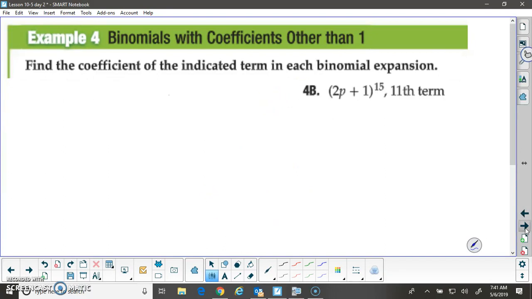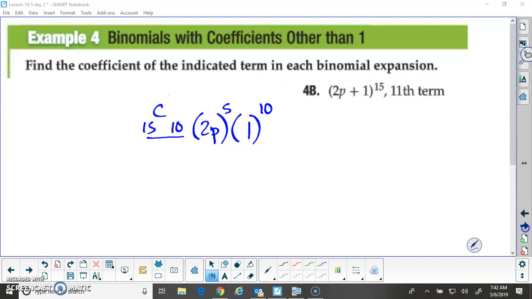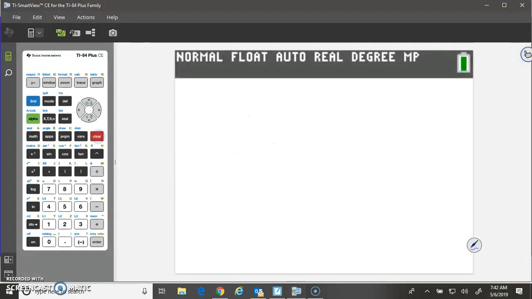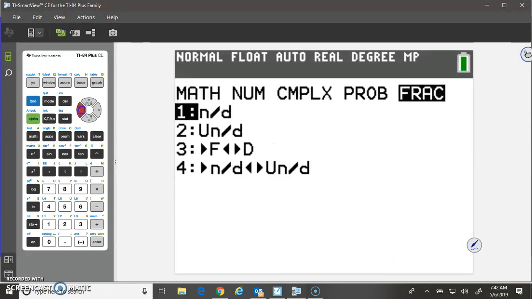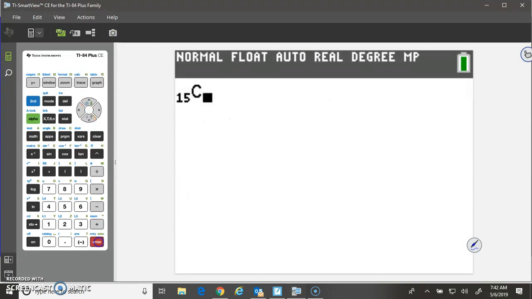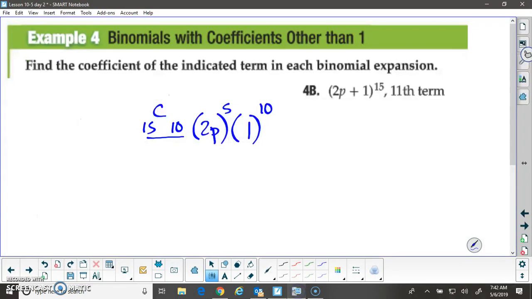Another similar example, we've got 2p plus 1 to the 15th power. So we're going to have a 2p, and we're going to have a 1. See, if we're finding the 11th term, this is going to be a 10, and this would be a 5. So the front would be a 15 NCR 10. So let's find that 15 NCR 10. That gives us 3003.